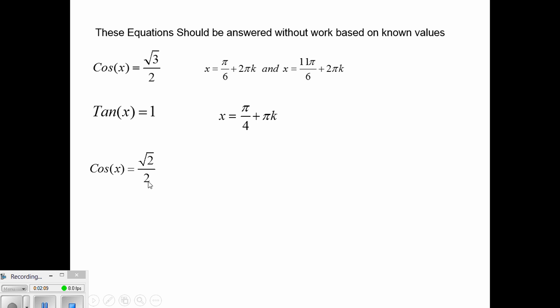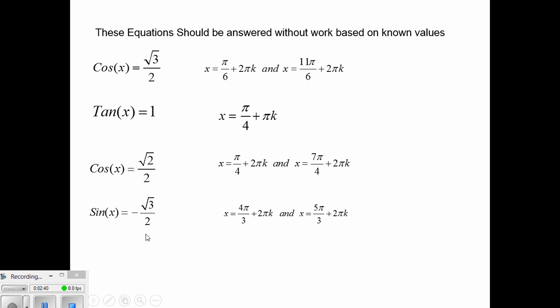Cosine equaling root 2 over 2, that's a 45-degree or pi over 4 reference. But we know that's positive cosine in the first and the fourth quadrant. So it's the pi over 4 and the negative pi over 4, or if we want, 7 pi over 4, each with the plus 2 pi k value added. Sine equaling negative root 3 over 2. That should be recognized as a pi over 3 reference, but sine is negative in the third and fourth quadrant, so that's 4 pi over 3 and 5 pi over 3 plus 2 pi k to each of those.